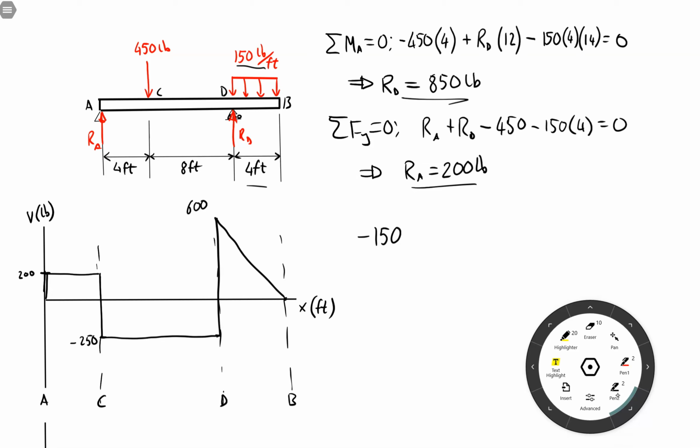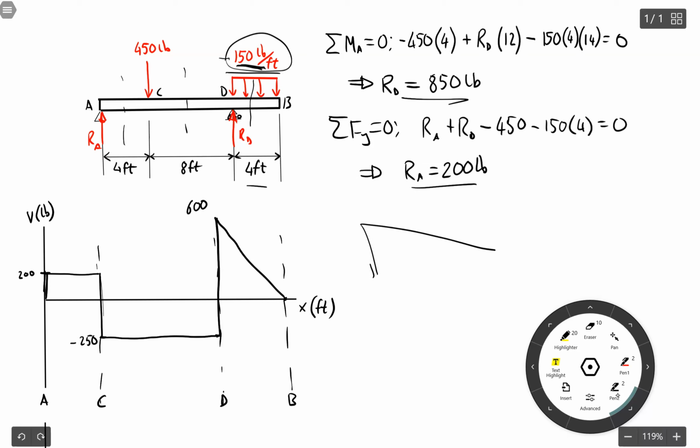That makes sense? If we're in a situation where we had an actual slope on our load curve, if we had a distributed load that was sloping like this, it's not very well drawn, but then if that was the case, we would expect a curve on our shear diagram. Yeah?